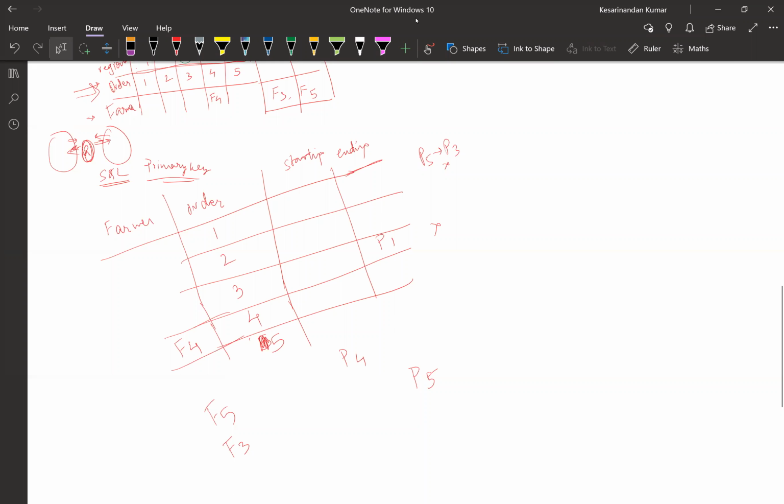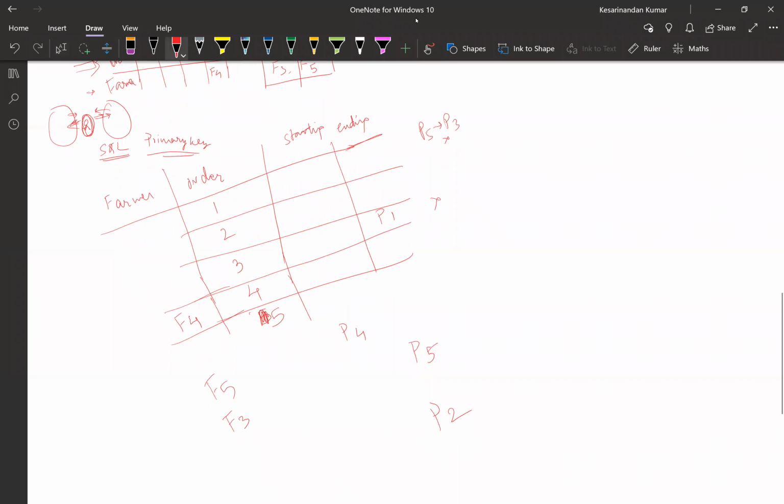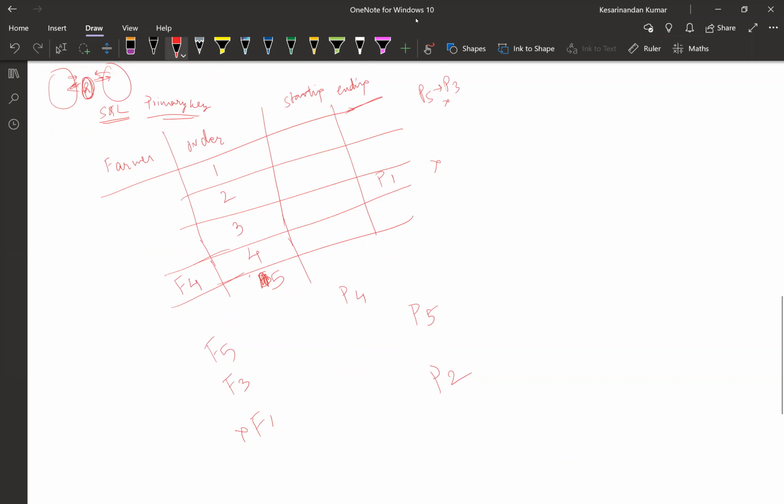For which farmer was P2 a finishing point? So for P2 to be a finishing point, we do not have it anywhere, so that is farmer F4. Okay, now coming to the 21st question: where are the starting and finishing points of stage 2?